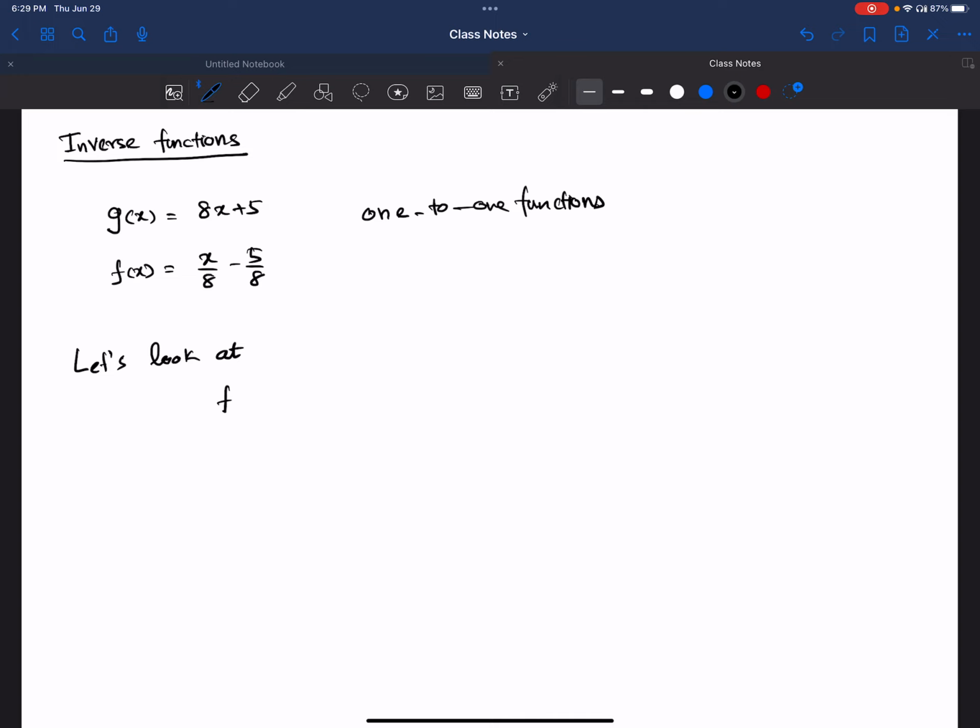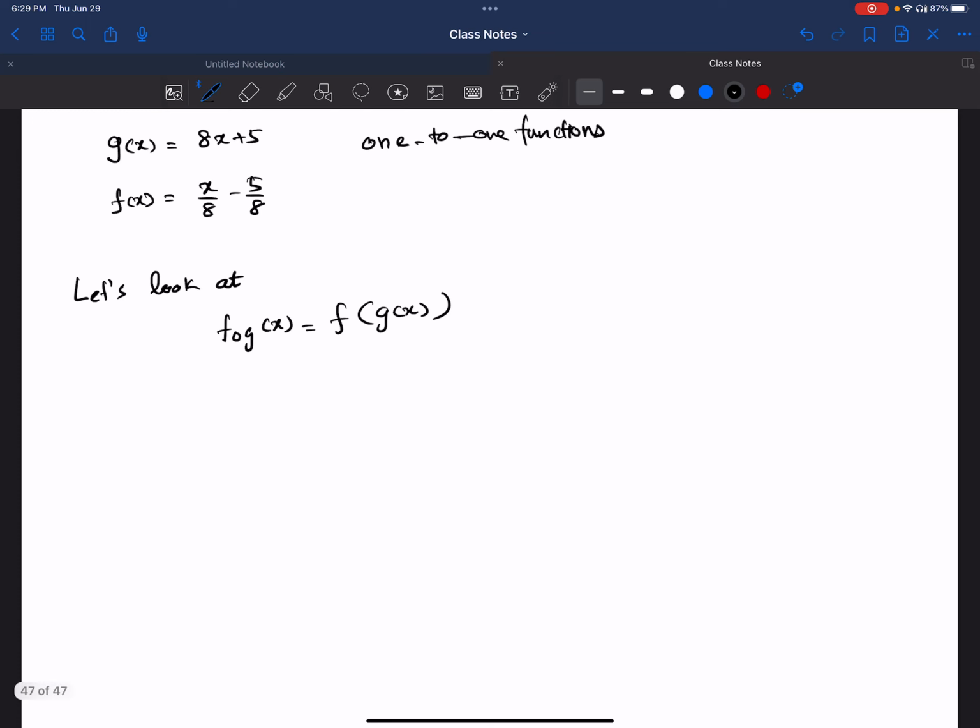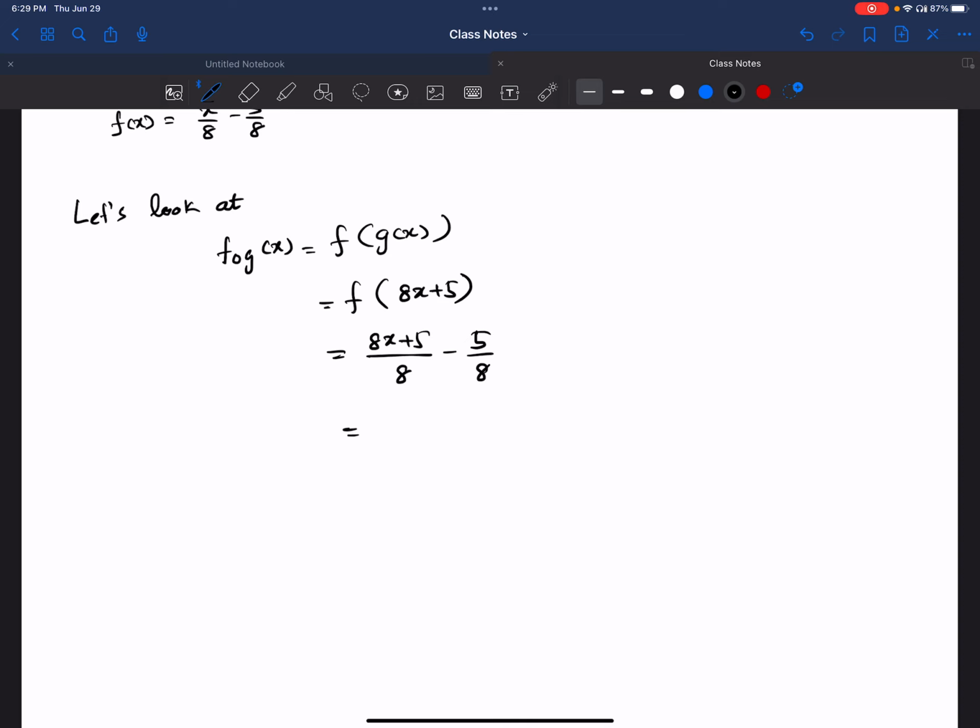Now, f of g of x is equal to f of 8x plus 5. Now I'm going to substitute for x here. 8x plus 5 divided by 8 minus 5 over 8. Now I have 8x over 8 plus 5 over 8 minus 5 over 8. These two cancel out, and then you have x. f composed with g of x is equal to x.